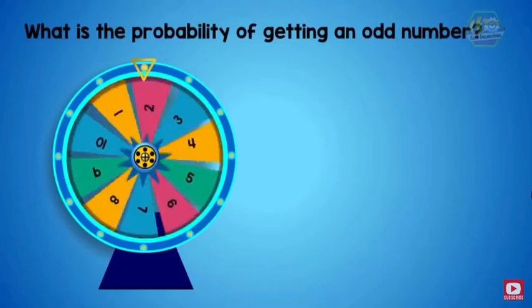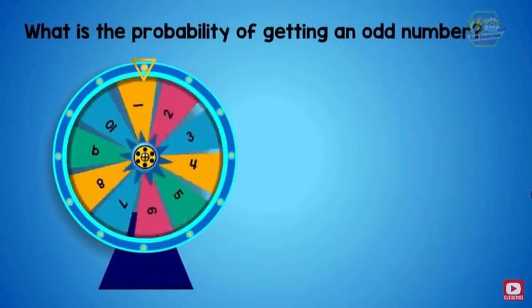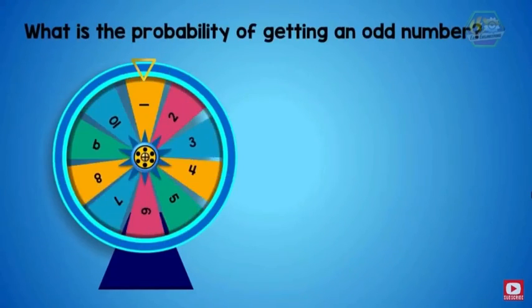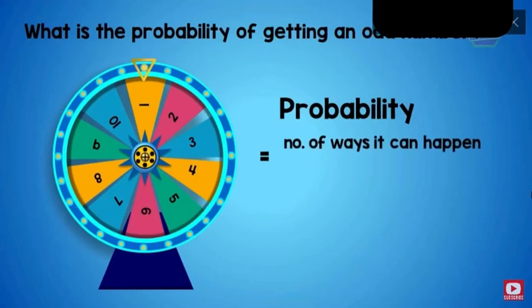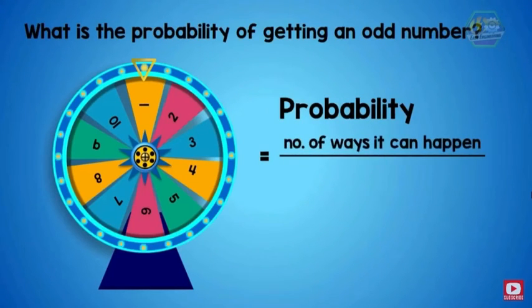For example, you have a random number wheel that has numbers from 1 to 10. What is the probability of getting an odd number? So let's use the formula for getting the probability of an event, which is the number of ways it can happen divided by the total number of outcomes.